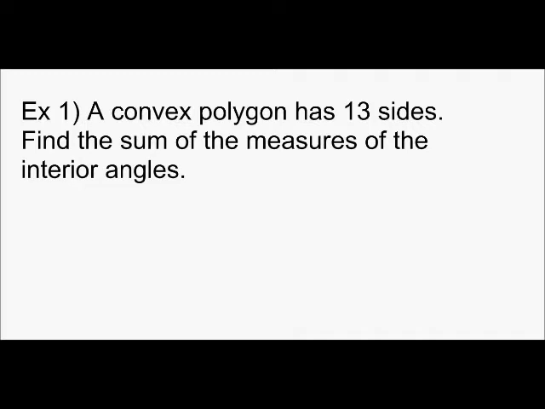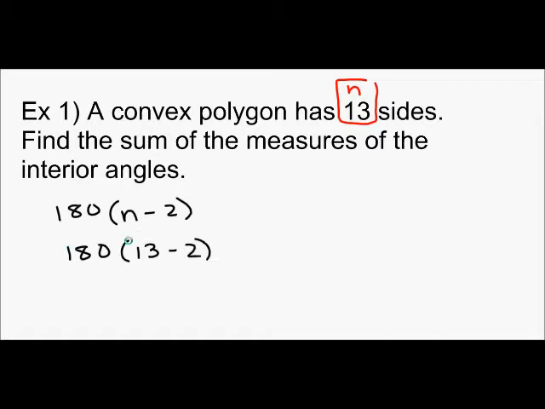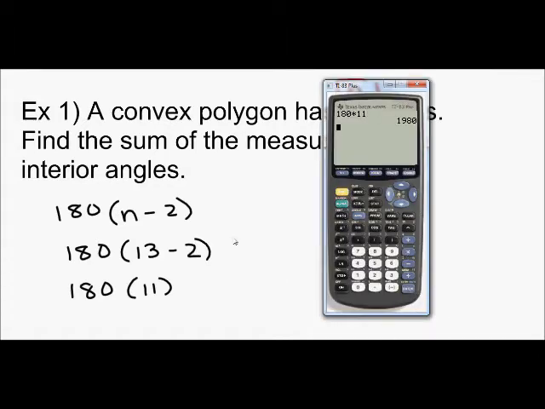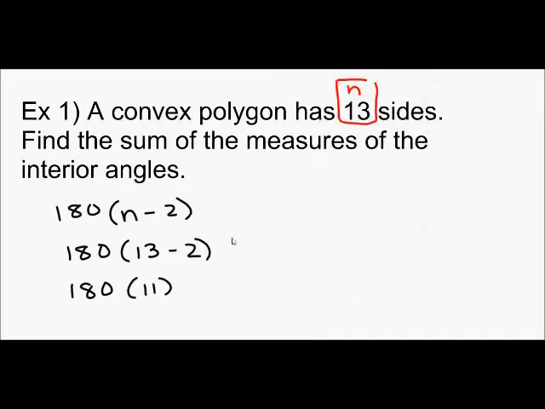Okay, example 1. A convex polygon has 13 sides. Find the sum of the measures of the interior angles. So we're going to use our interior angle sum theorem, and I know that the sum of my interior angles is n minus 2, the number of sides minus 2, times 180 degrees. So n is 13. Going to plug that in. So 180 times 13 minus 2. 13 minus 2 is 11. So really I just have 180 times 11. And pulling out my calculator here, I get 1980 degrees. So this is 1980 degrees total.